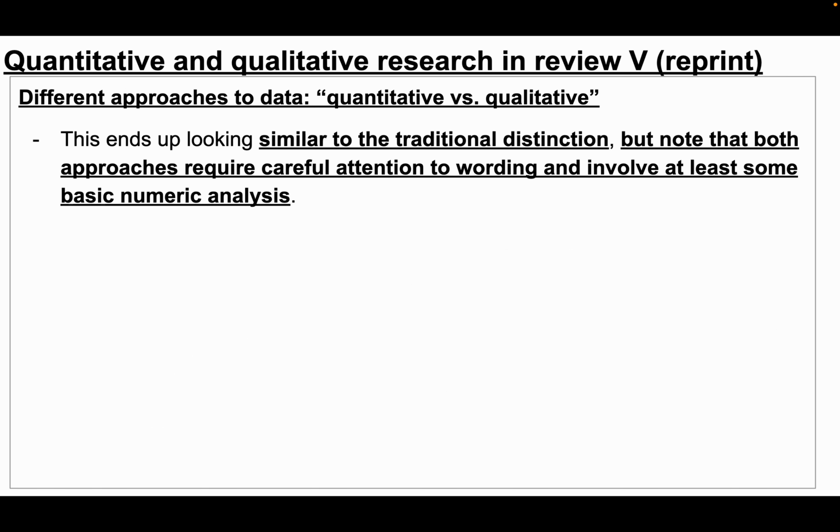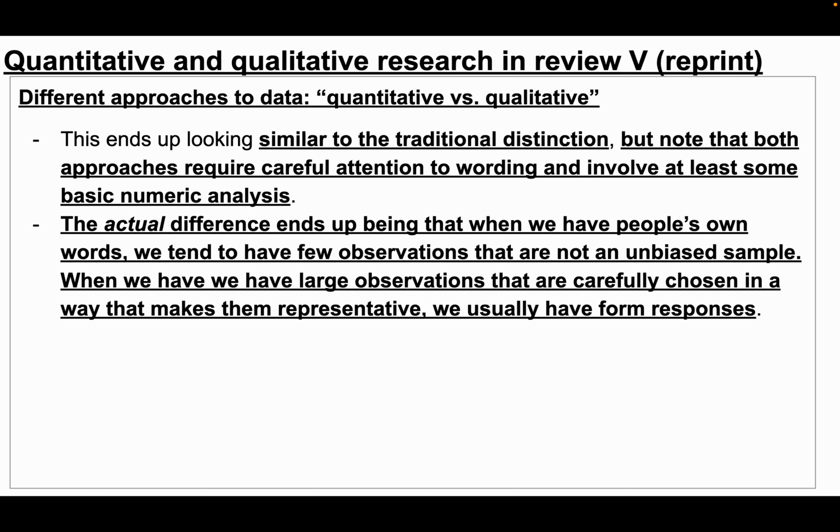So this ends up looking pretty similar to that traditional distinction as we've seen before, but I don't want you to walk away thinking that it's as simple as numbers versus words. That would be, I think, a fairly catastrophic oversimplification. The difference is really that when we have people's own words, we tend to have few observations that are not an unbiased sample. Those things don't necessarily all mutually imply one another, but that's just the way that these things tend to turn out. And when we have large observations that are carefully chosen in a way that makes them representative, we usually need to use form responses.